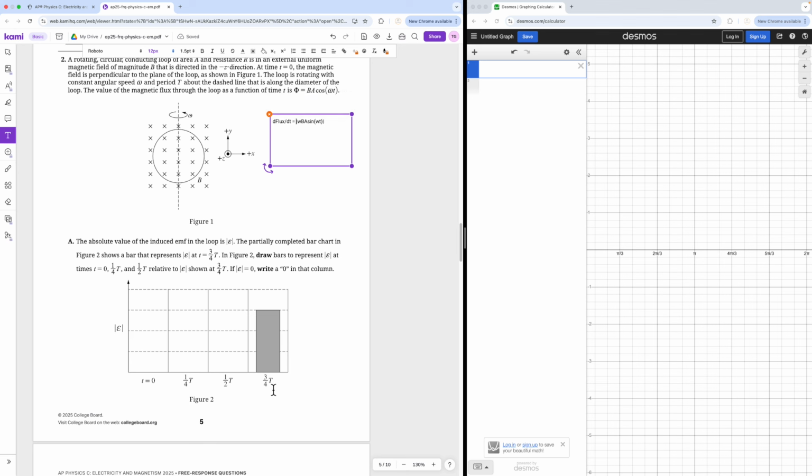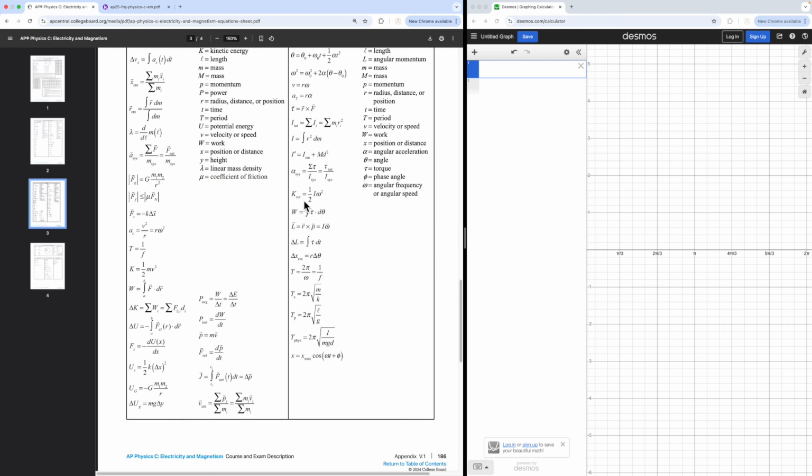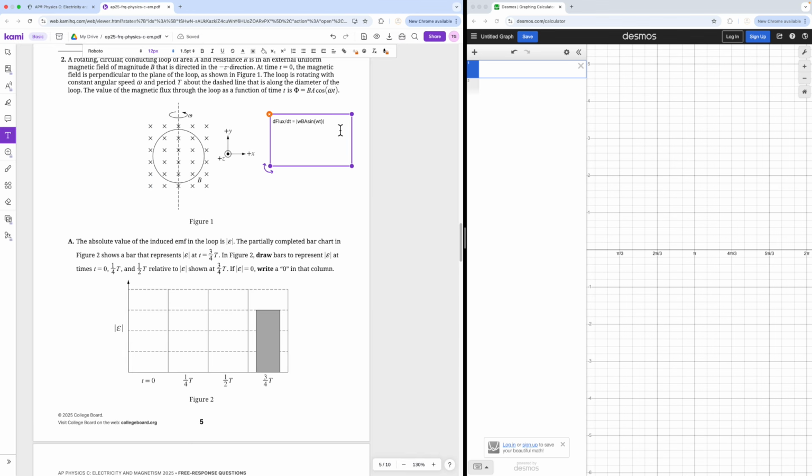Now, how are we going to use this? If we plugged in 3 over 4 times the period, how are we going to plug this in easily? If you go over to your mechanics equation sheet, you can see that the period is 2 pi over omega. So if I had 3 over 4 period, I can change this into 6 pi over 4 omega. And if I plug this in here, the omegas cancel out. So all you have to really do here is write sine of 6 pi over 4. So you're going to do sine of 2 pi times whatever number's in front of the period. Sine of 6 pi over 4 is the same as 3 pi over 2, and that's negative 1. Since we're taking the absolute value, we can consider it as 1. And that's going to be the maximum value of your EMF. So we know the absolute value is going to be 3 bars high.